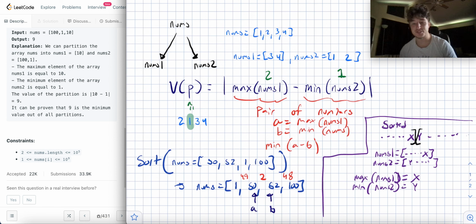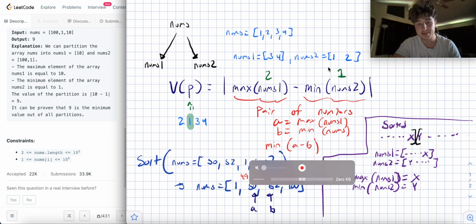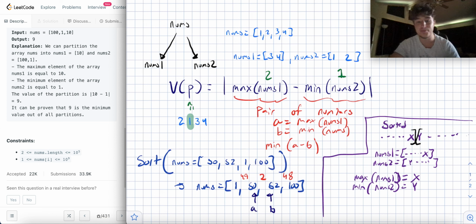And this works in any position. Even if this was the last element, right? For example, if this was the last element, then this would just be empty, and then the max would be Y itself. So what I'm trying to allude to here is that no matter what, you can always construct any two numbers for one of them to be the max and the other one to be the min, right?